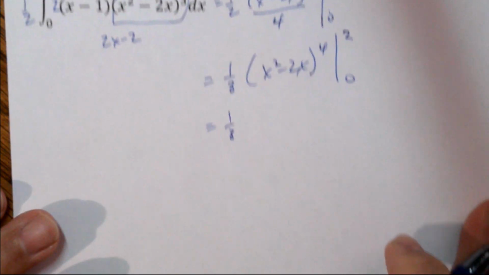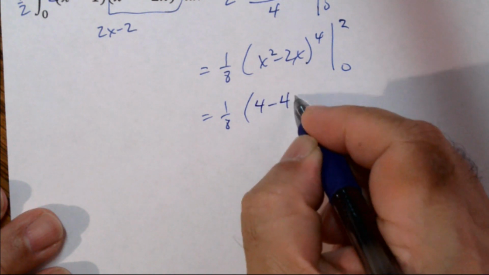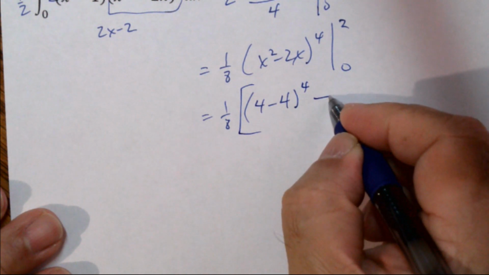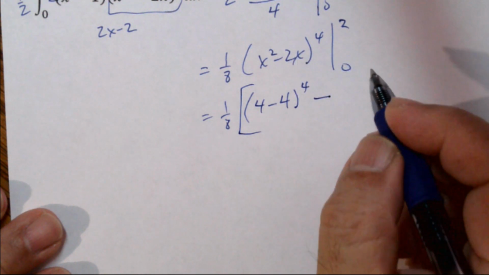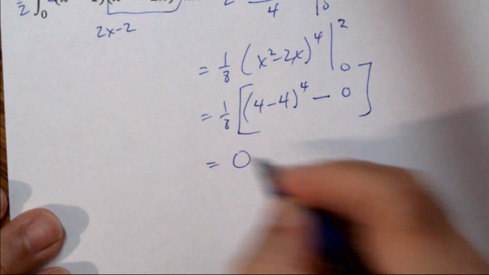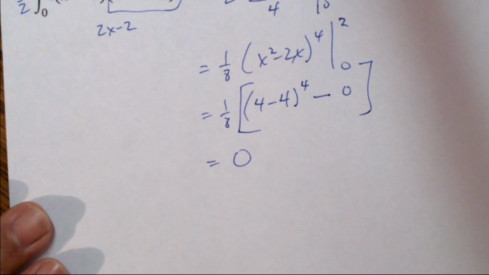1/8. Plug in the 2. So 4 minus 4 to the 4th, minus, plug in the 0, get 0, and I get 0. Wow, that was really anticlimactic. But let's stop there.